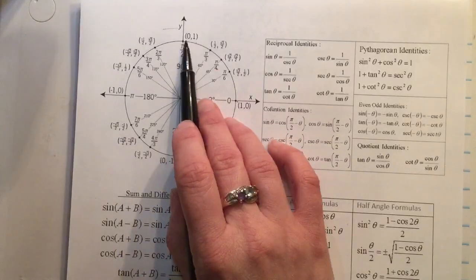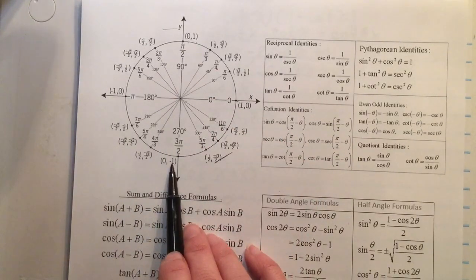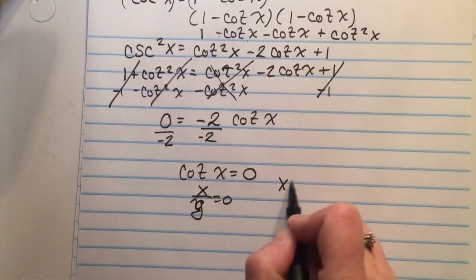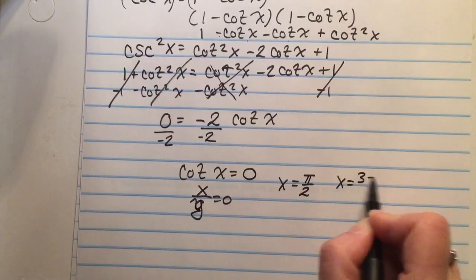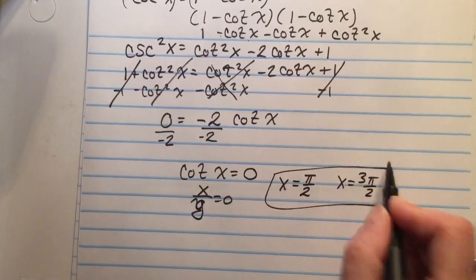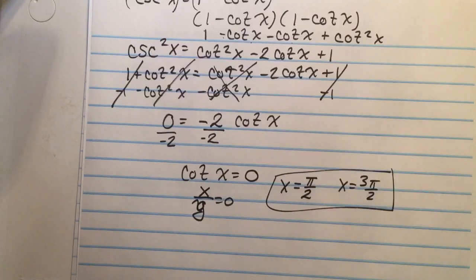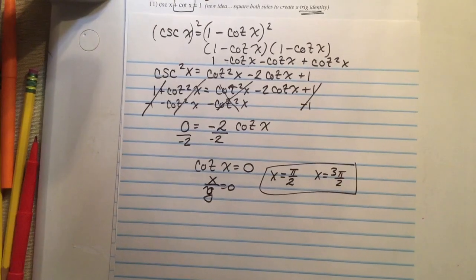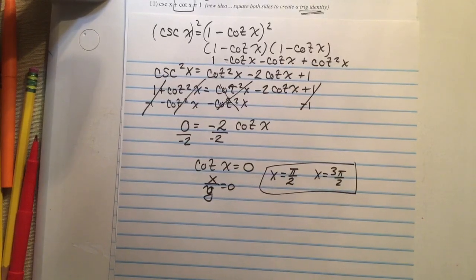So x over y is 0 here, and x over y is 0 here. So I would have two solutions. They would be at pi over 2 and 3 pi over 2. So again, remembering those reciprocals, the cotangent is the reciprocal of the tangent. Okay, so 10 and 11 just showed you examples of how you could square both sides. That would allow you to use those Pythagorean identities so your equation only has one trig function.